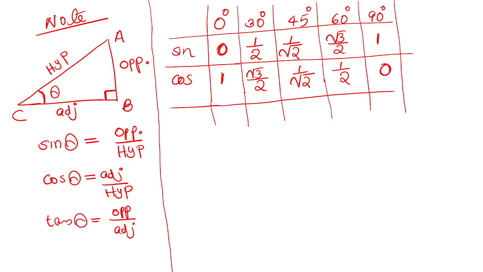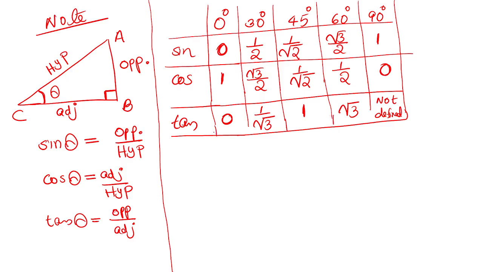Tan is also required in some questions. Tan 0 is 0. Tan 30 is 1 by root 3. Tan 45 is 1. Tan 60 is root 3. Tan 90 is not defined. Proof I don't want to discuss.